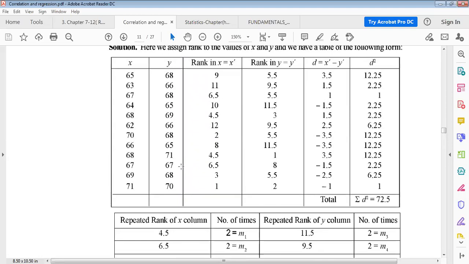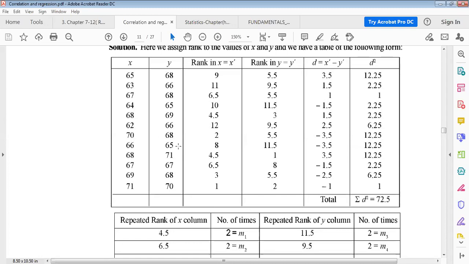Because in the Y column, which is the largest number? The largest number is 71, which will be rank 1, and the next largest number after 71 is 70, which will be rank 2, and 69 will be rank 3. Now after 69, the largest number is 68. How many 68s? 1, 2, 3, 4. Four 68s. So ranks 4, 5, 6, 7.